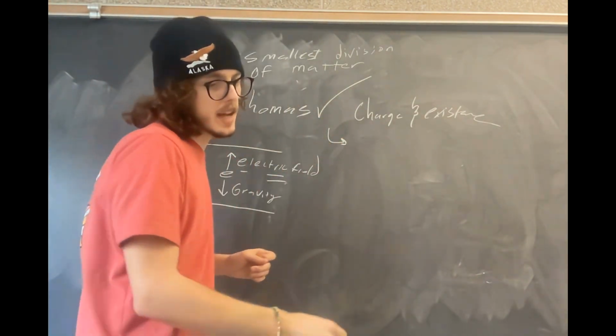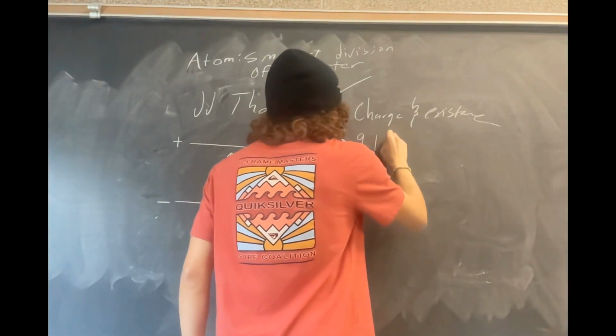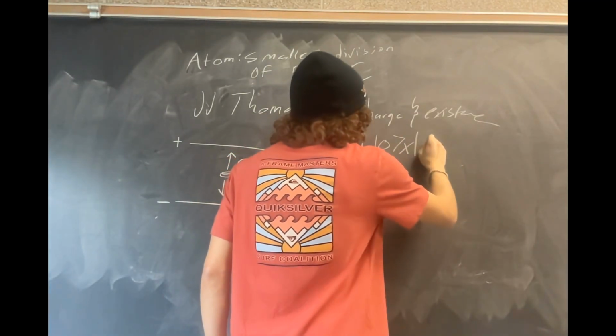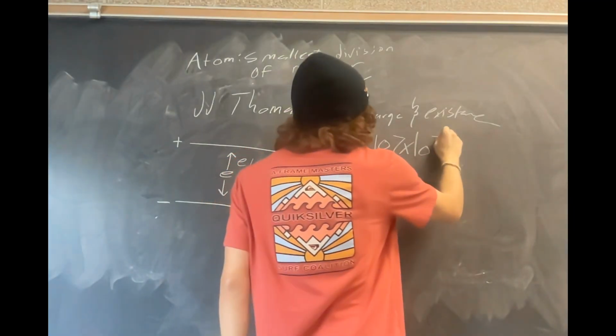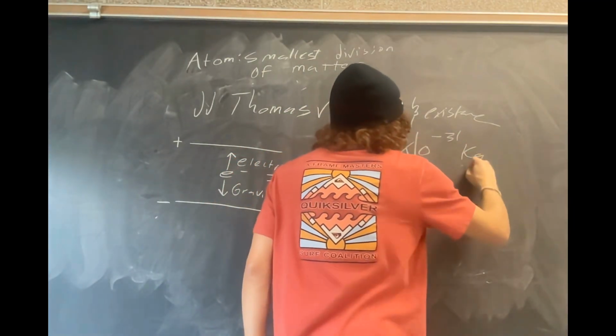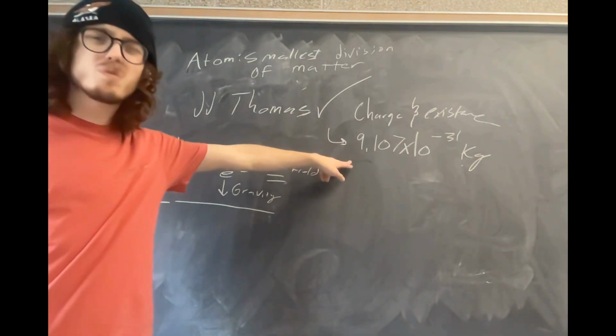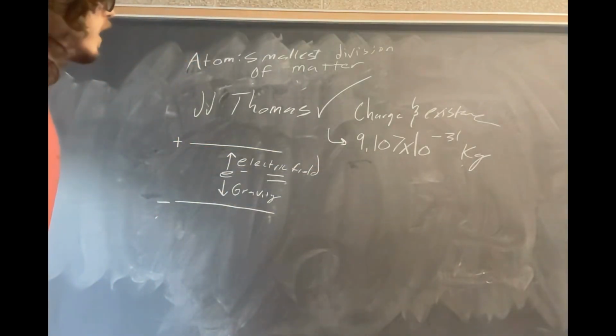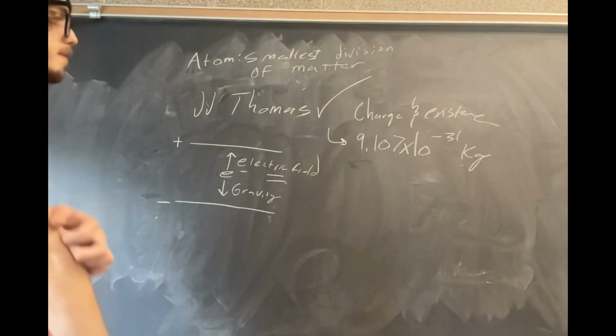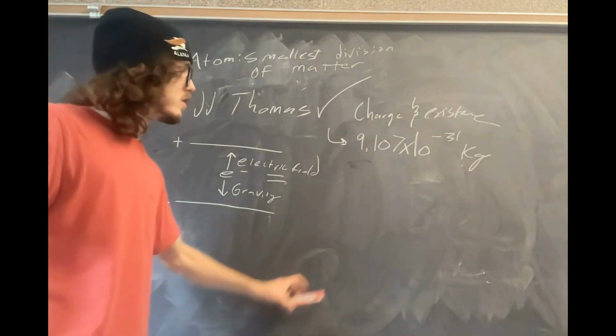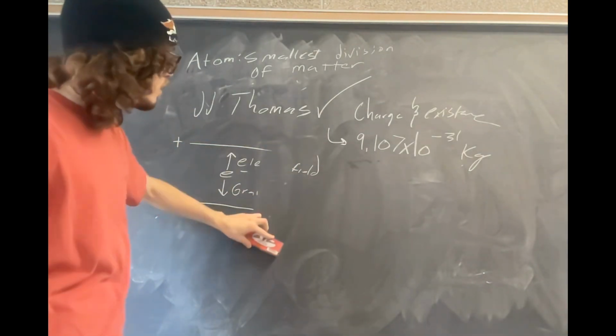which the mass turns out to be 9.107 times 10 to the negative 31 kilograms. Okay, so a really, really, really, really small amount for the mass of an electron. Okay, and this is only a fraction of the mass of a proton.